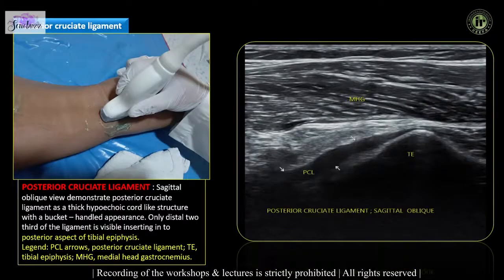Keeping the caudal aspect of the probe over the tibial epiphysis, we will rotate the cranial end of the probe towards the medial epicondyle in a sagittal oblique position. Then you can see the distal two-thirds of the posterior cruciate ligament that appears as a thick hypoechoic cord-like structure with a bucket-handle appearance.